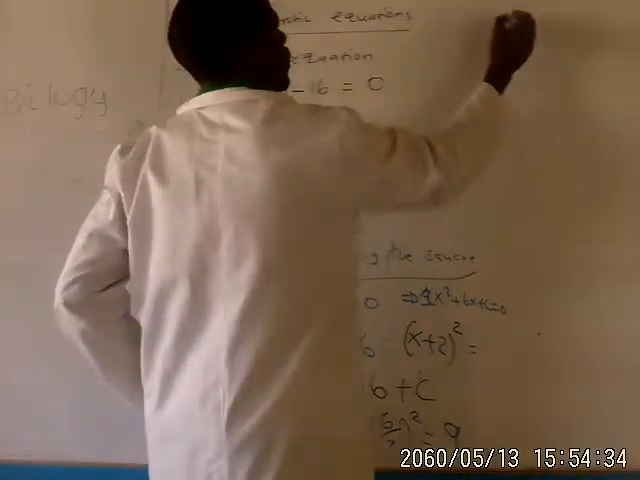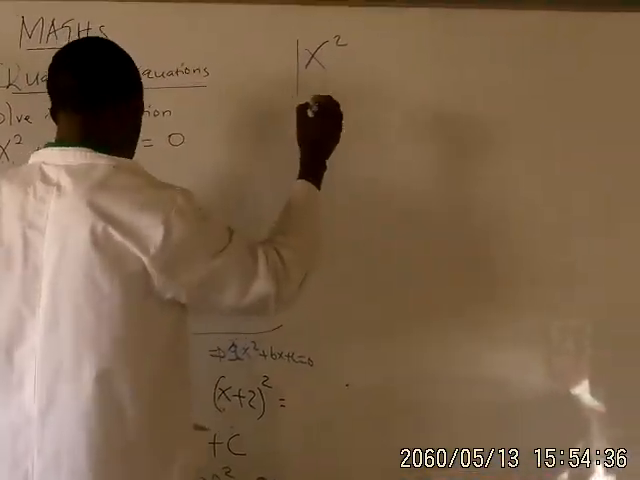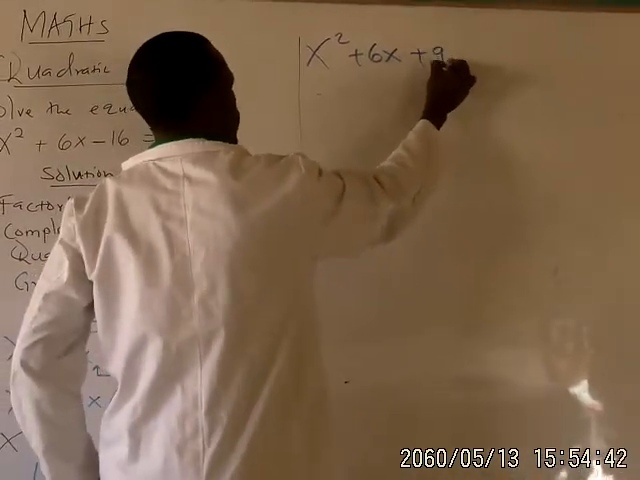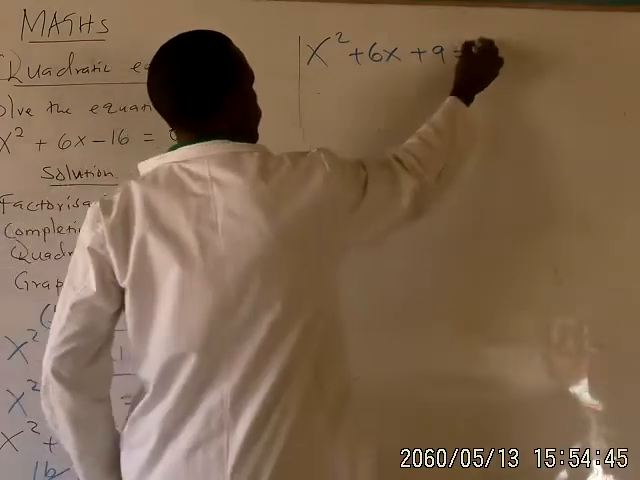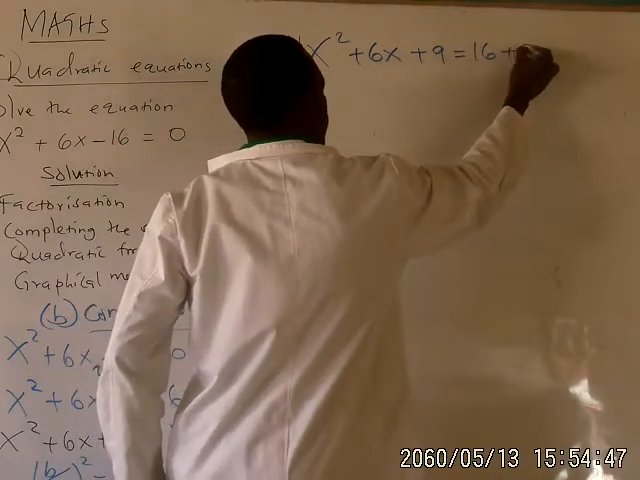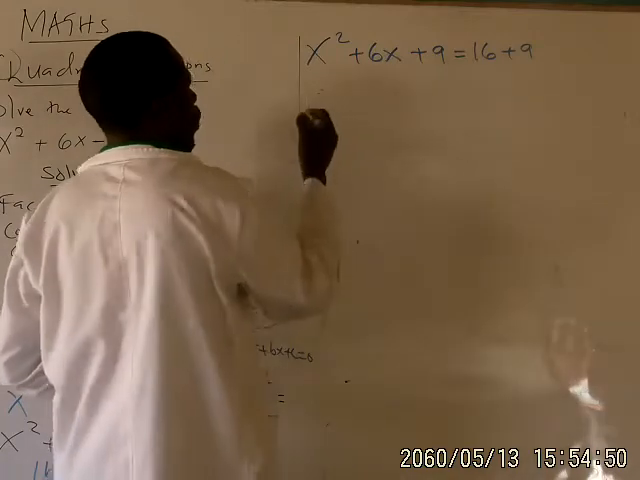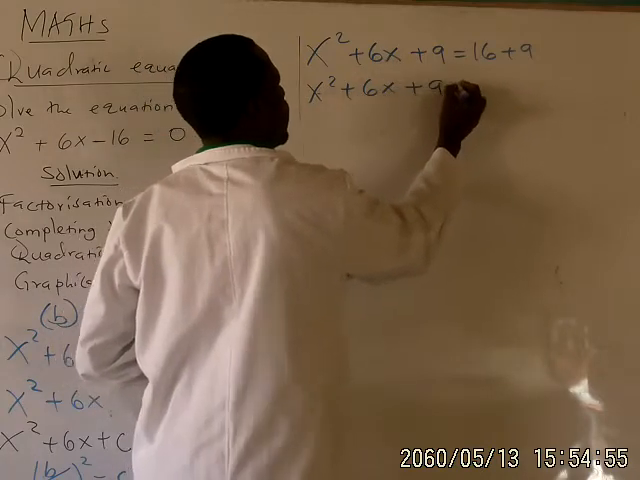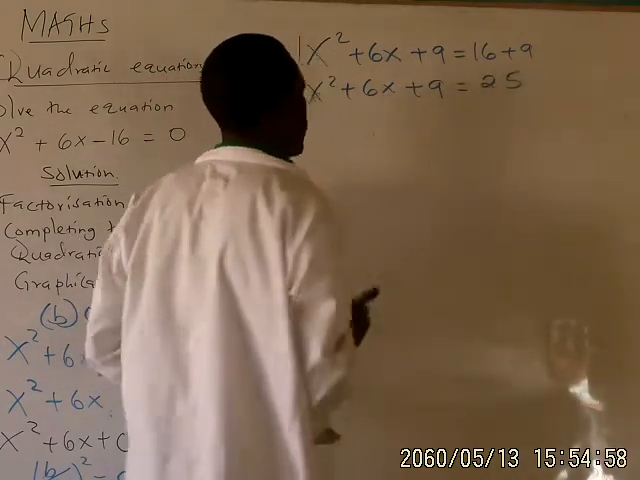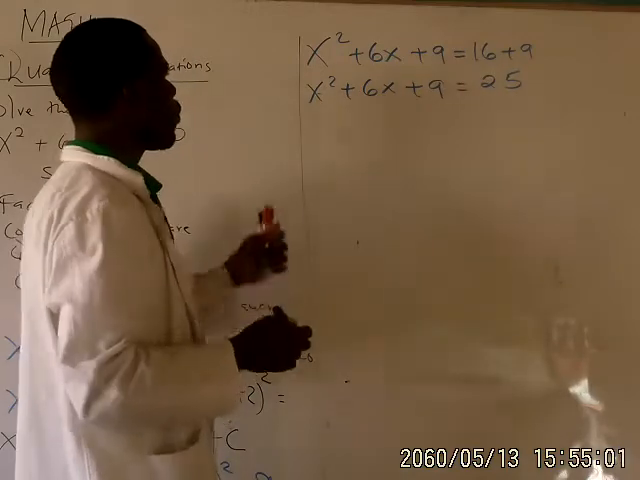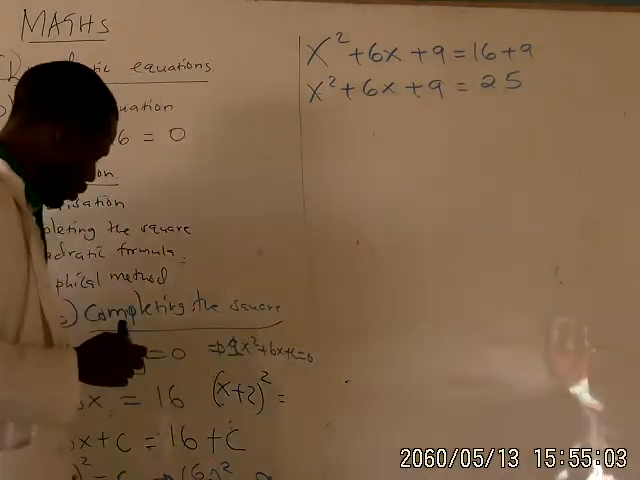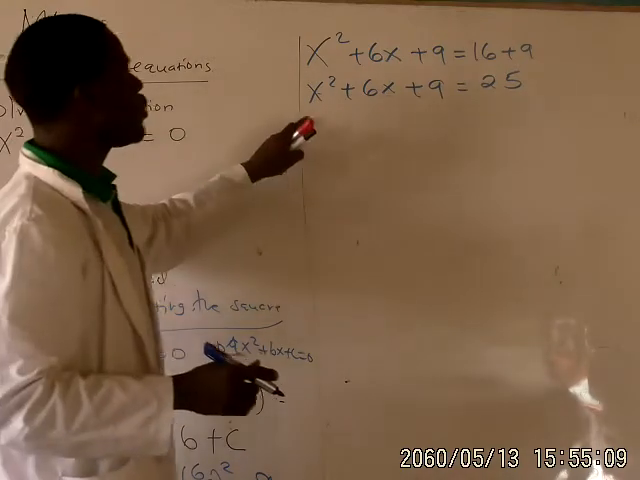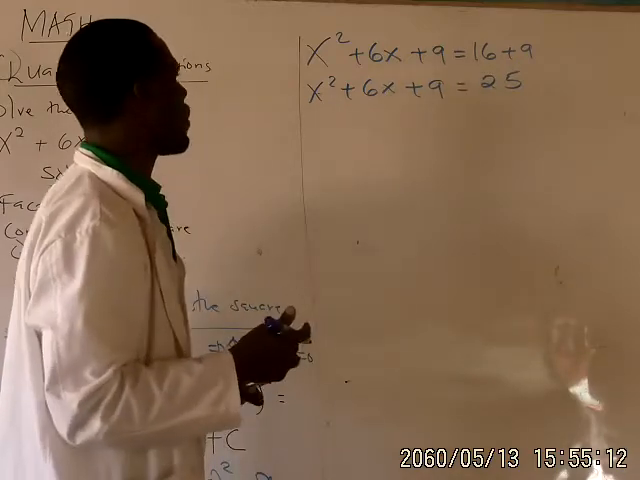Now let me substitute and say x squared plus 6x plus 9 equals 16 plus 9. Now what do I get? On the other side I get x squared plus 6x plus 9 equals 25. Now I have that equation. Since we have used the perfect square method to find the value of c, automatically this equation on the left side is a perfect square. But how can I solve it?